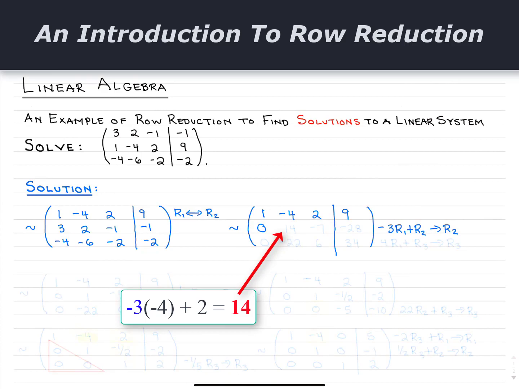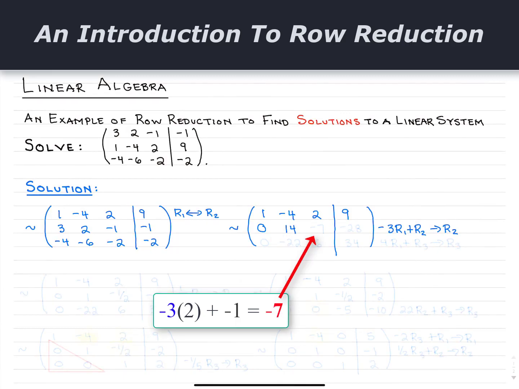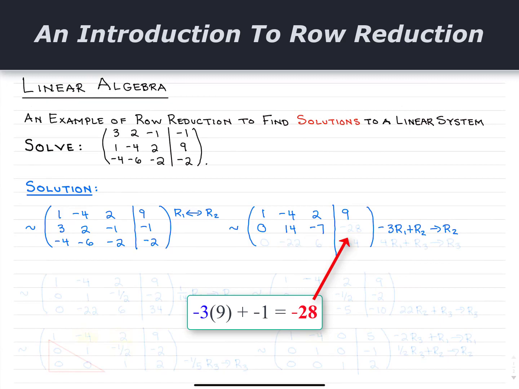So -3 times -4 is 12. 12 plus 2 is 14. -3 times 2 is -6. -6 plus -1 is -7. -3 times 9 is -27. -27 plus -1 is -28.